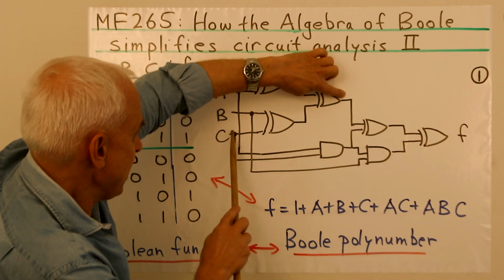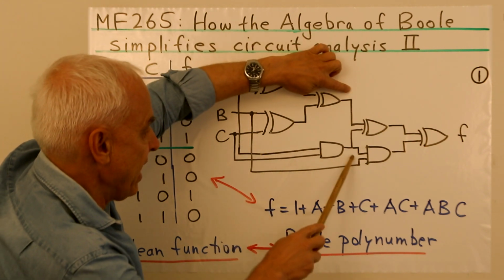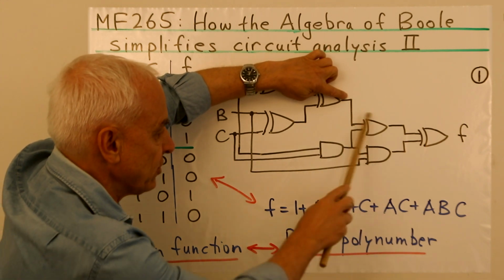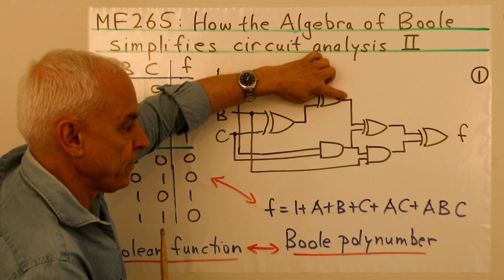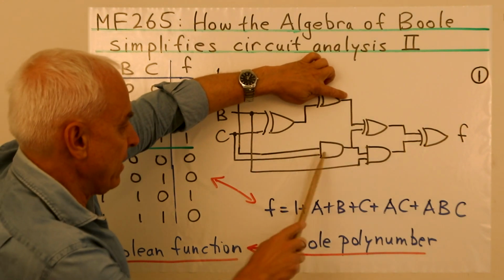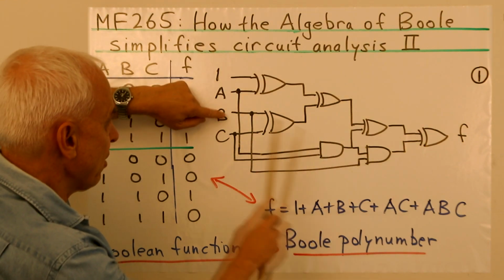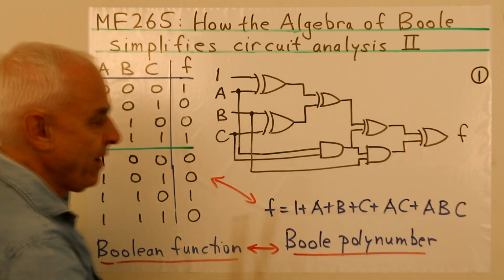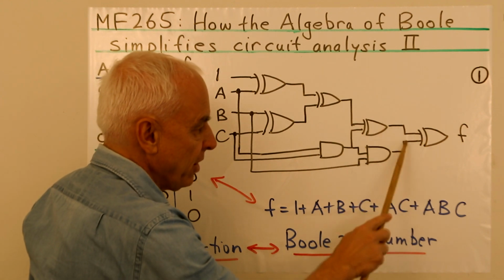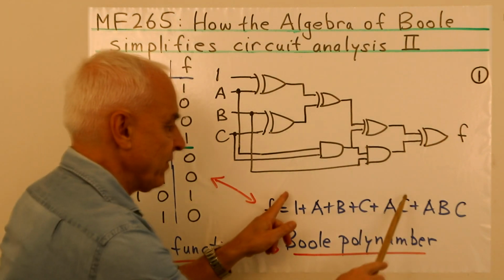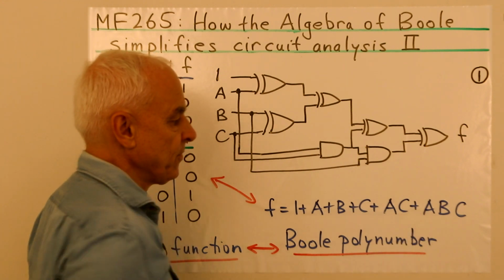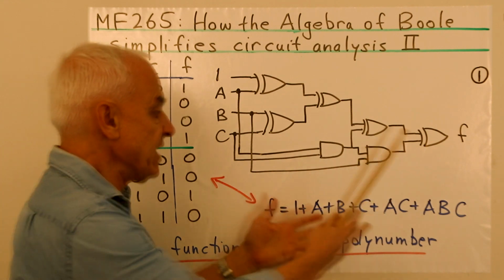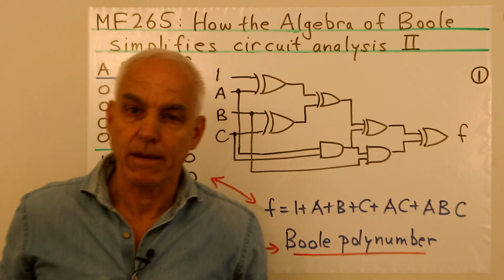Here's an AND taking C and A, so this is AC being output there, and when we add this to this with this XOR gate, we're getting this cumulative thing here. This further AND gate is taking the output here, which is AC, and combining it with the B. So this is ABC being output here. And when we take the output here and the output here with another XOR gate, we're effectively adding all of this to this. So we can see directly that this circuit is a representation of this Boole polynumber.